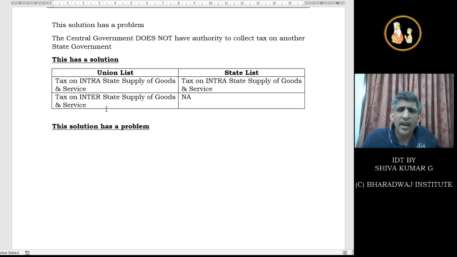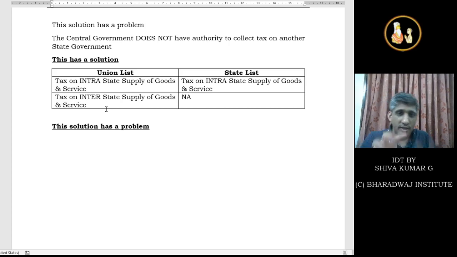Central will ask, what 50%? Who are you? Andhra will say, hey, I am the buying state, the money should come to me. Central government will say, sorry, you don't have the power to collect tax. The power to collect tax is only with the union government. The state government now has no power to collect tax on interstate supply. Which means the central government will collect the 18%, but they did not give money to the state government.